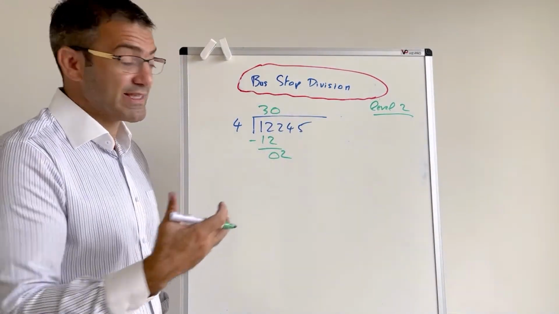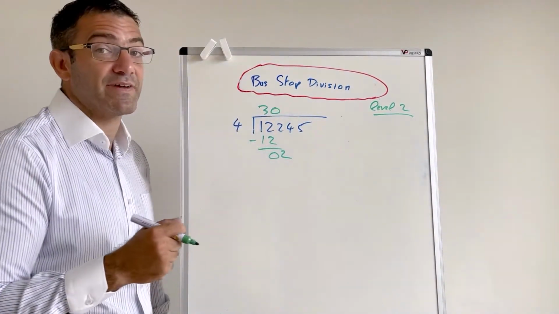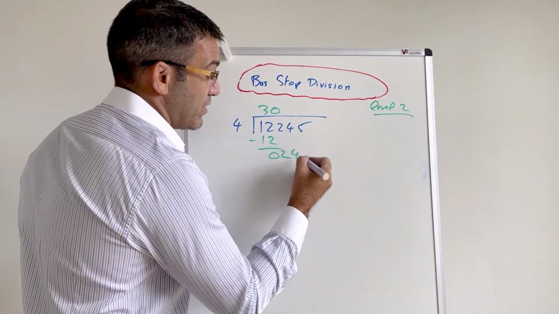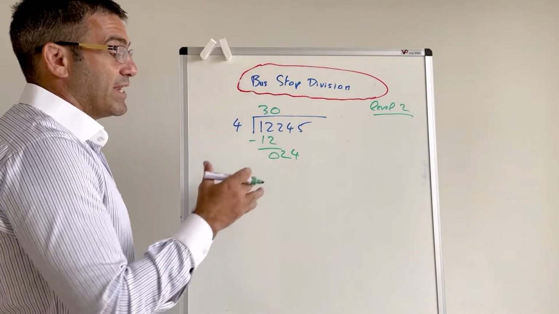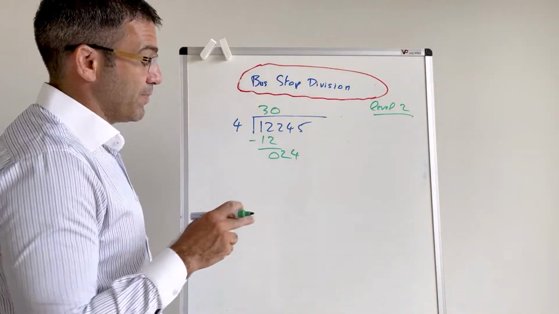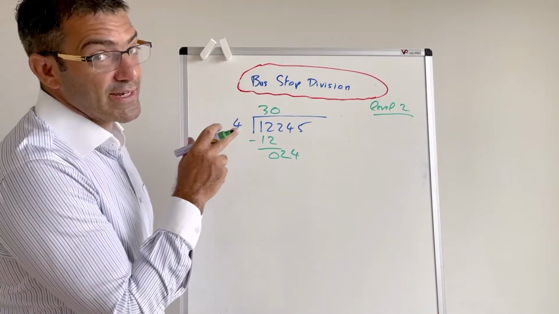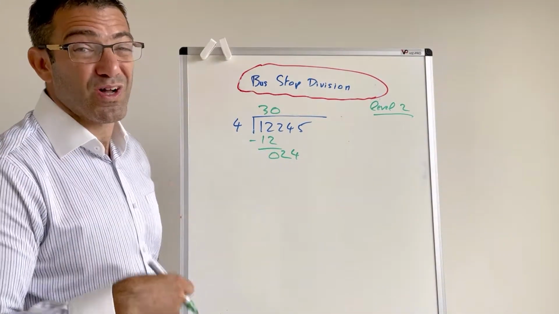Now because it's in between the digits, I really have to add that 0 before I can drop the 4 down. So this is what I'm going to do now. I'm dropping this 4 down. Okay, now I can definitely divide 24 by 4. How many 4s do I find in 24? So 4 goes into 24 6 times.